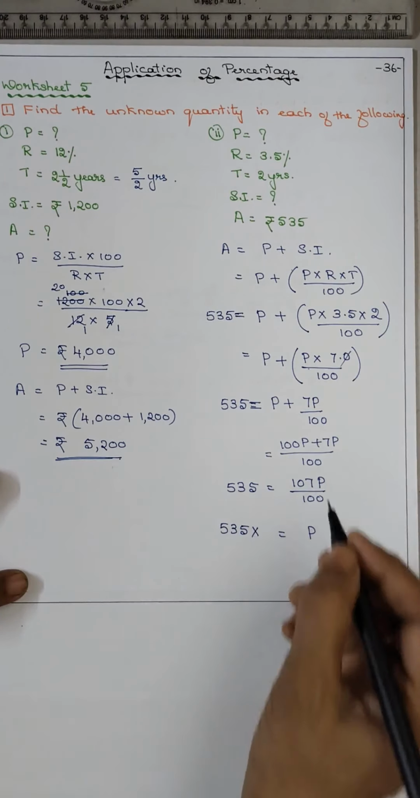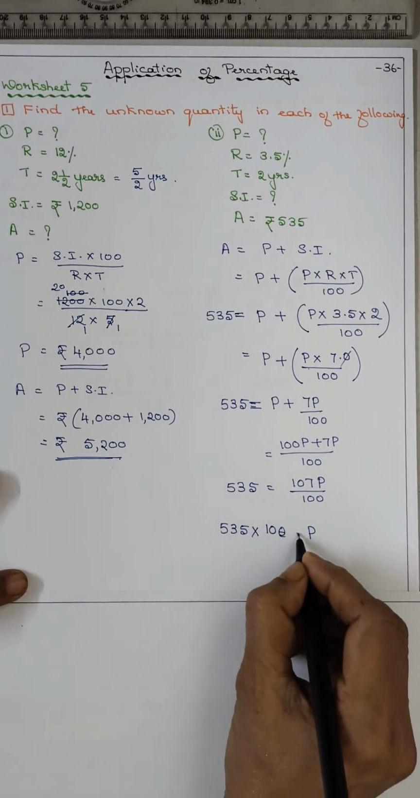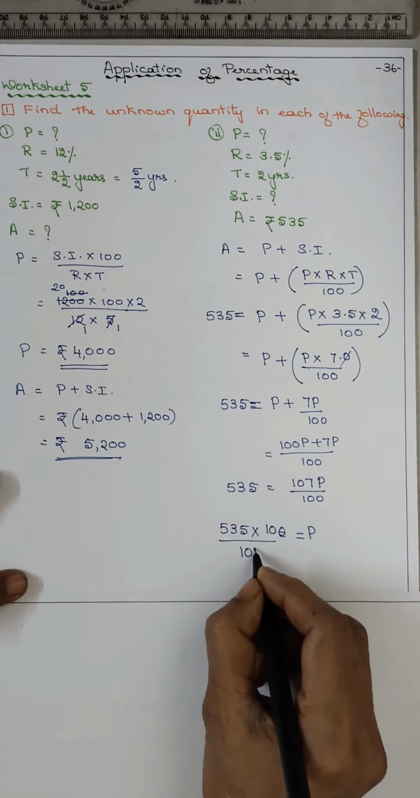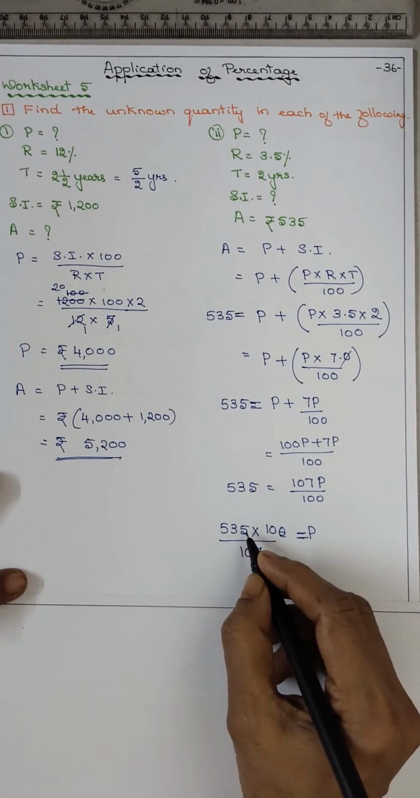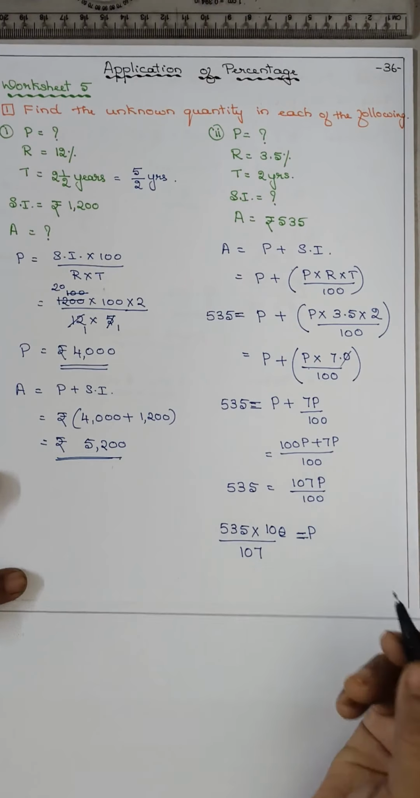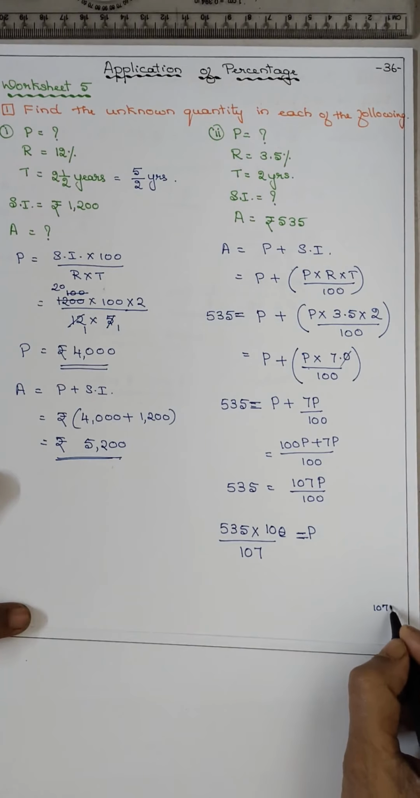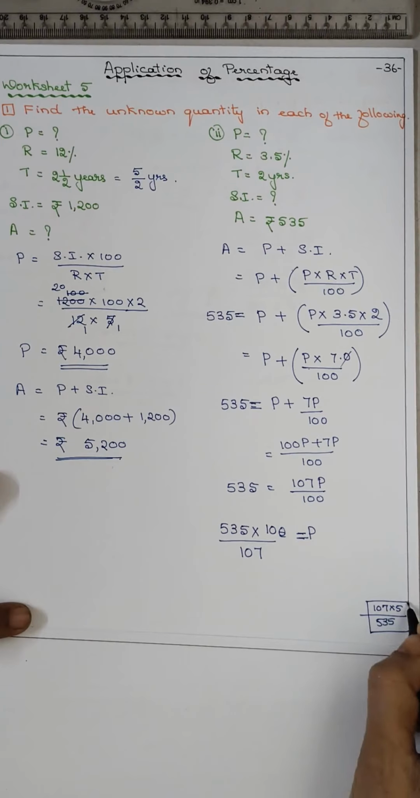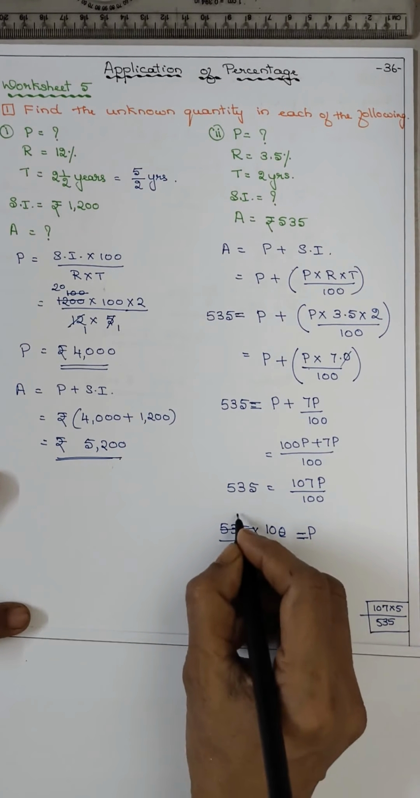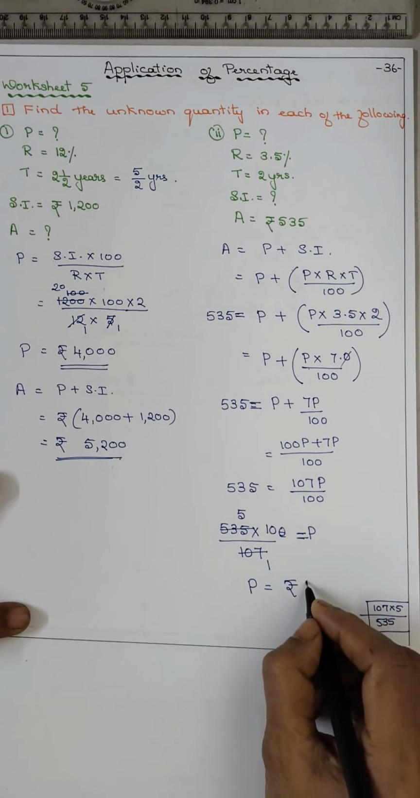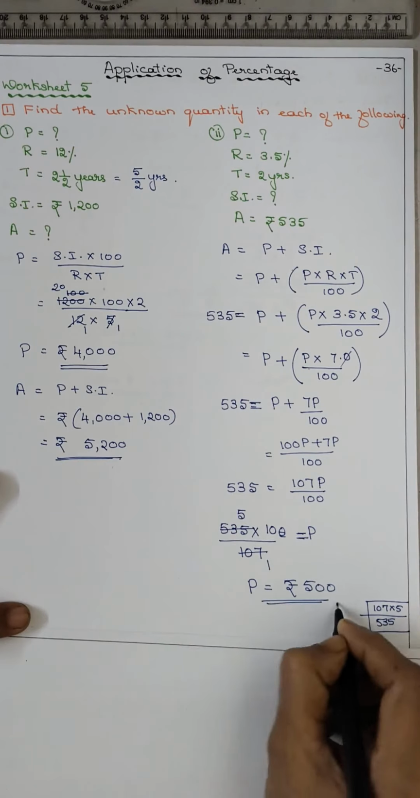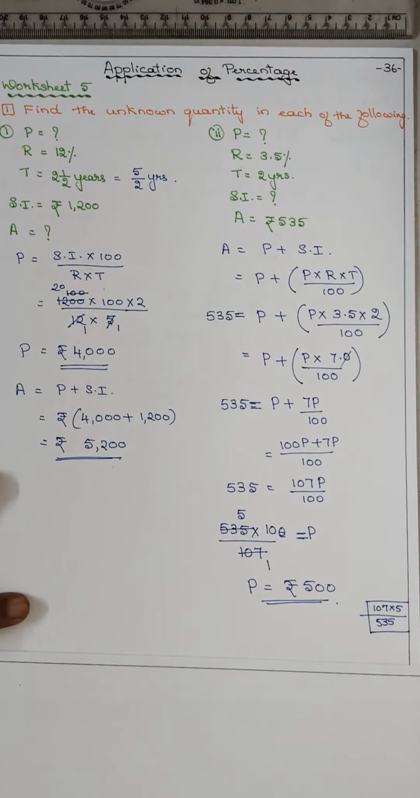535 into denominator will go to the numerator and 107 in the denominator. Now look, number 107 ending with the 5, isn't it? So just check 107 into 5. 5 7s are 35, 0 is there, so 5 1s are 5. Yes. So 107 1 goes and 5 goes. So P is equal to rupees 5 into 100, 500. Understood? So you got principal.